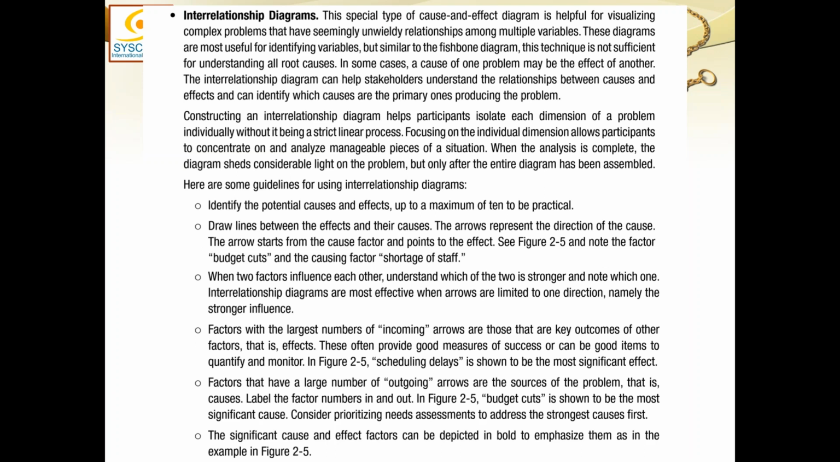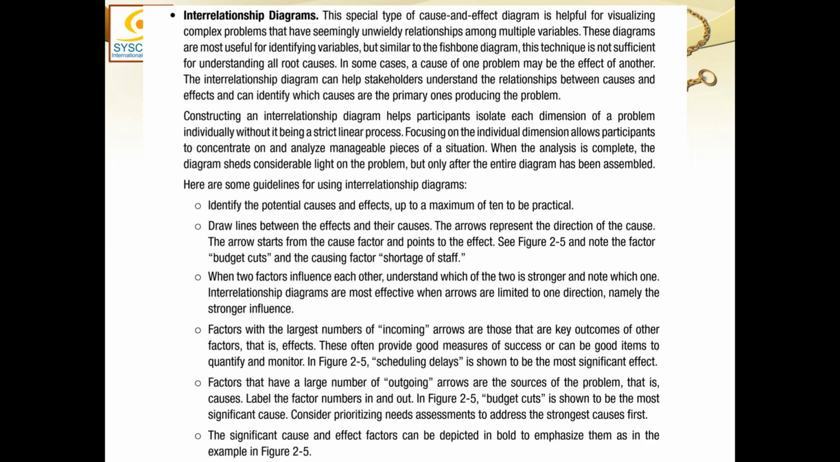When two factors influence each other, understand which of the two is stronger and note which one. Interrelationship diagrams are most effective when arrows are limited to one direction. We cannot have two-way arrows, where A is affecting B and B is affecting A. That would be a loop and that would be confusing. So if A is affecting B and B is also affecting A, then try to determine which has a larger effect, and make the direction according to that. No two-way arrow.